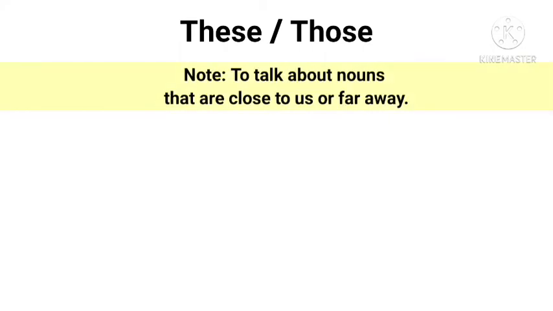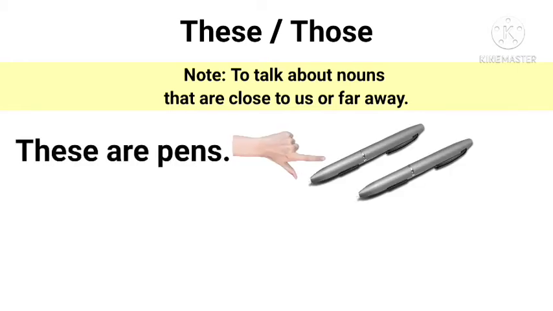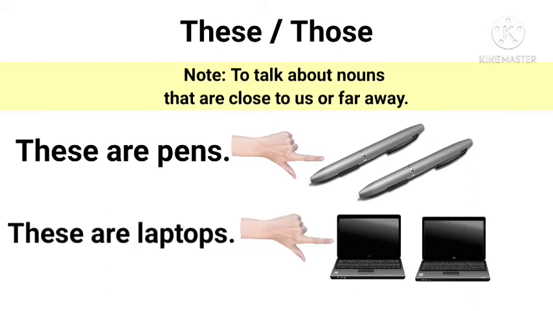Now let's learn how to use these and those. Note, we use these and those in sentences when we talk about nouns that are close to us or far away. Let's do some examples. Example number 1. These are pens. We use these because pens are two nouns, two things. That's why we use are, because these are two nouns and these are close to us. That's why we use these. These are pens.